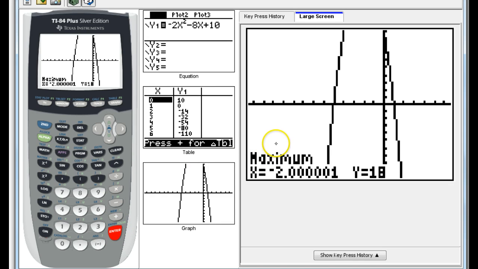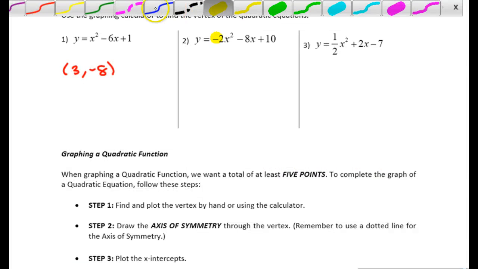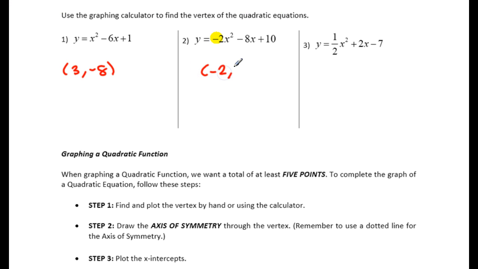And here you can see, once again, it's not exact, but -2.000001 is really just -2. And the y is 18. That's why it's way off the screen. Alright, so this answer was at -2, +18.